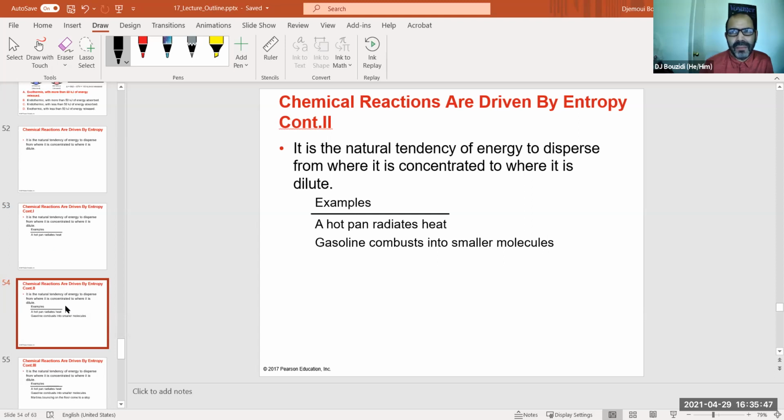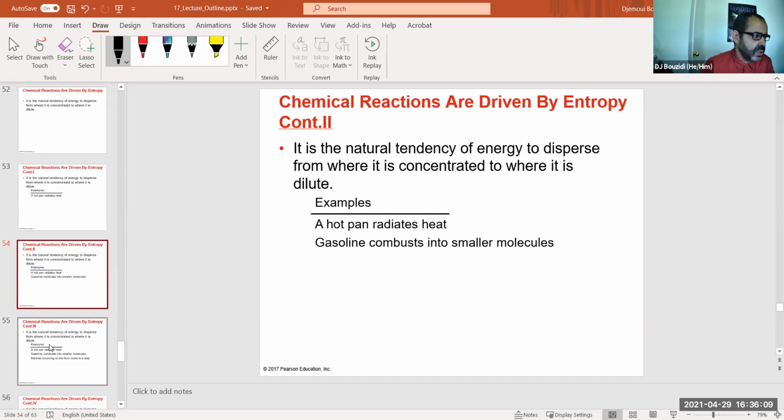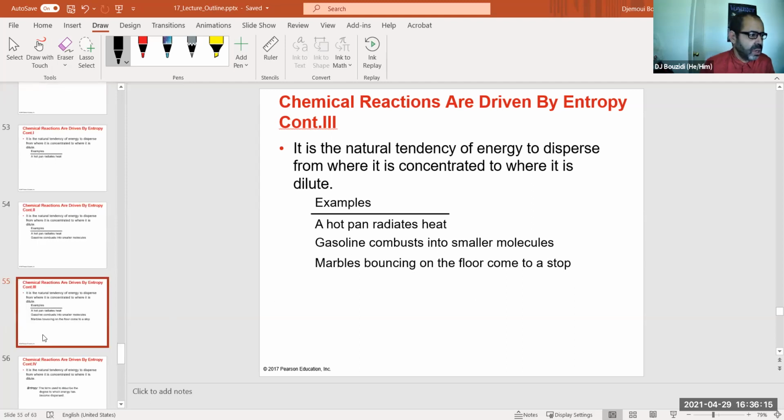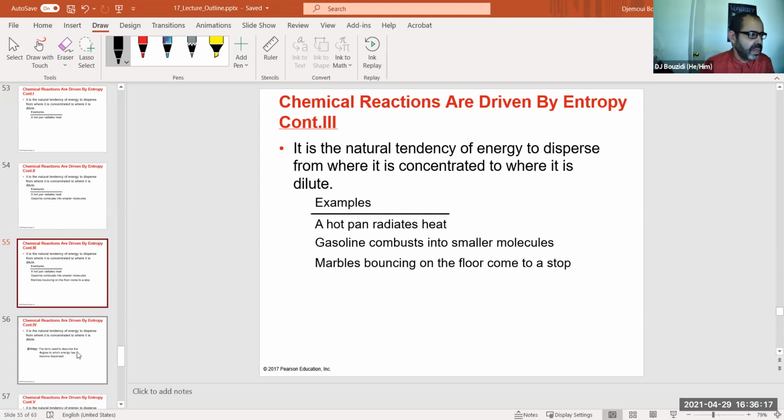So basically, if you take a hot cup of water and you put it outside, it's going to disperse heat by going into a cooler and cooler state and interacting with its environment. That is, in a nutshell, what the second law of thermodynamics says. And in this case, gasoline combusts into smaller molecules because then it disperses. So that is the natural tendency. That's why marbles bouncing on the floor come to a stop again. They release that energy each time they bounce off of the floor through dissipation of energy.